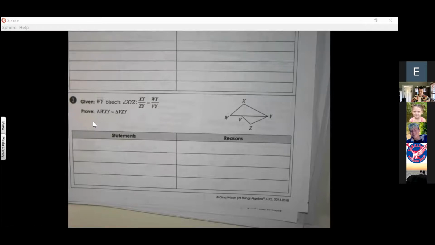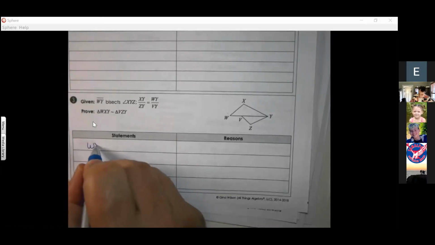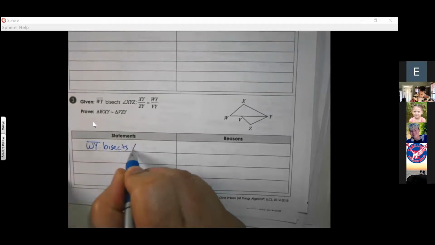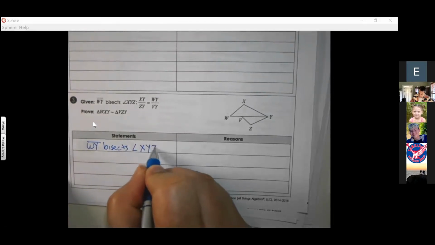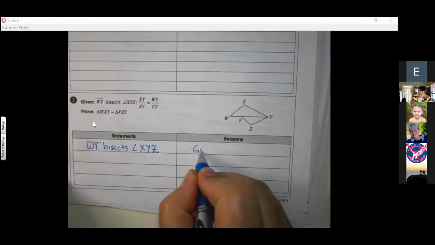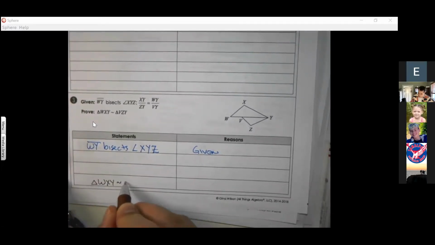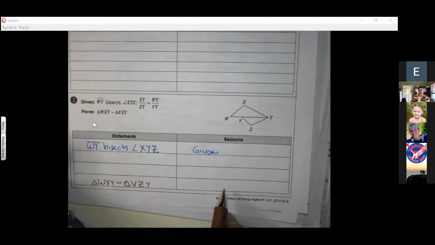So how should I start here? Given. Start with a given. So I'm going to say WY bisects angle XYZ, given. And I know that I'm going to end up with triangle WXY is similar to triangle VZY. I don't know what my reason is going to be here, but it's going to be one of those three.